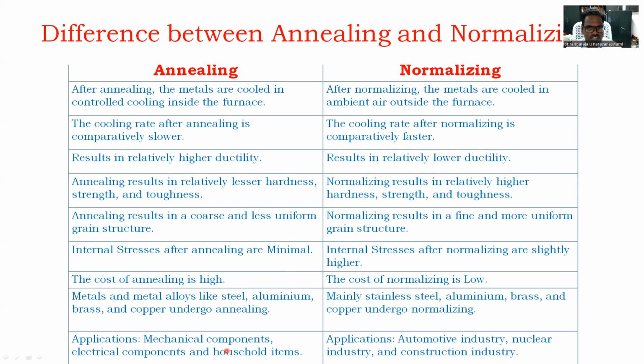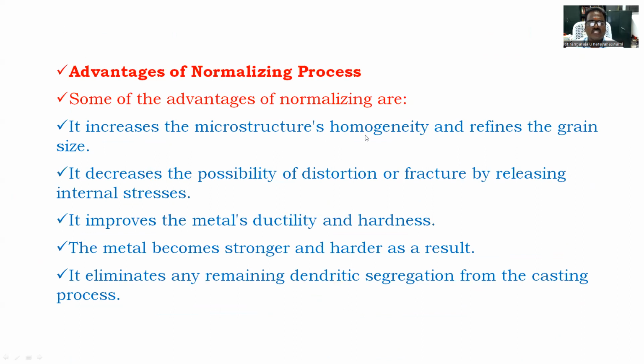Applications of annealing: mechanical components, electrical components, and household items. Applications of normalizing: automotive industry, nuclear industry, and construction industry, etc. So, advantages of the normalizing process. Some of the advantages of normalizing are it increases the microstructure's homogeneity and refines the grain size. It decreases the possibility of distortion or fracture by releasing internal stresses. It improves the metal's ductility and hardness, and the metal becomes stronger and harder as a result. It eliminates any remaining dendritic segregation from the casting processes.